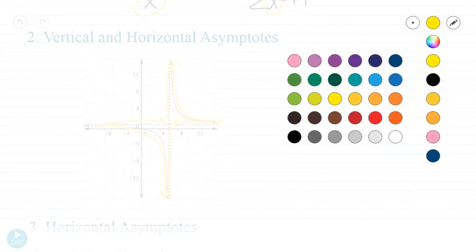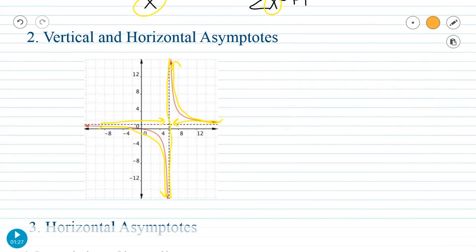Horizontal asymptotes are a little bit different. I'm going to highlight them in orange. My horizontal asymptote I also draw in with a dashed line, and it's a particular height value that the graph gets very, very close to reaching but never quite touches. So as I go away from the vertical asymptote, as my x values get very, very large, my graph approaches my horizontal asymptote but doesn't quite touch it. Same thing in reverse as my x values become very, very small.